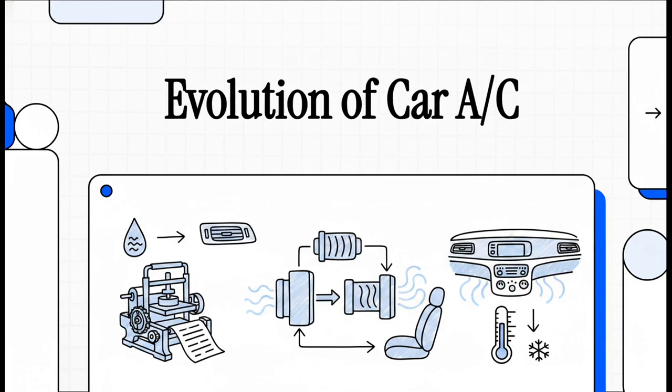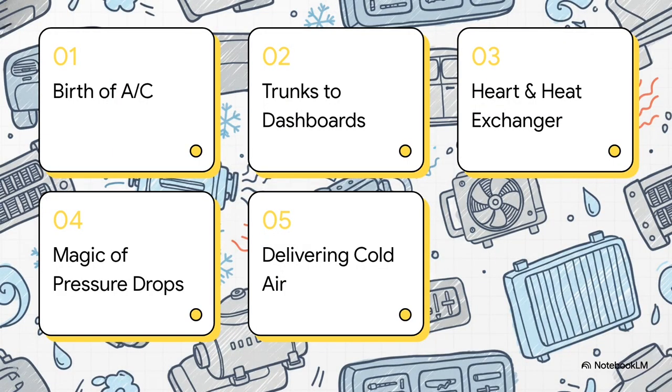Let's get started. Here's a quick look at our syllabus for today's explainer. We'll kick things off with the birth of air conditioning, followed by the shift from trunks to modern dashboards. Then we'll pop the hood and break down the closed-loop mechanics, looking at the heart and heat exchanger, the magic of pressure drops, and finally, delivering cold cabin air.